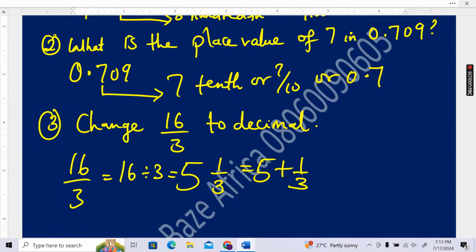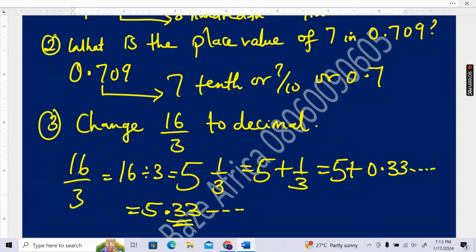So we have learned that 1/3 is 0.33 repeating. So that will be 5 plus 0.33 repeating, and that's equal to 5.33 up to infinity. So 16/3 to decimal is equal to 5.33 up to infinity.